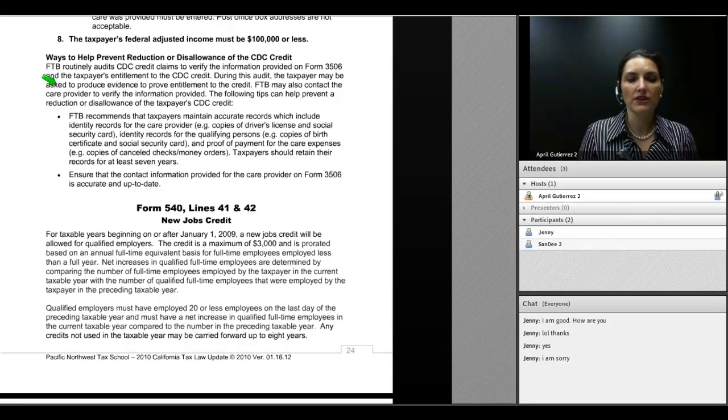Taxpayers should retain their records for at least 7 years. So what this is saying is if you have a client who wants to claim the child and dependent care credit, they need to maintain proof that they actually paid a provider.